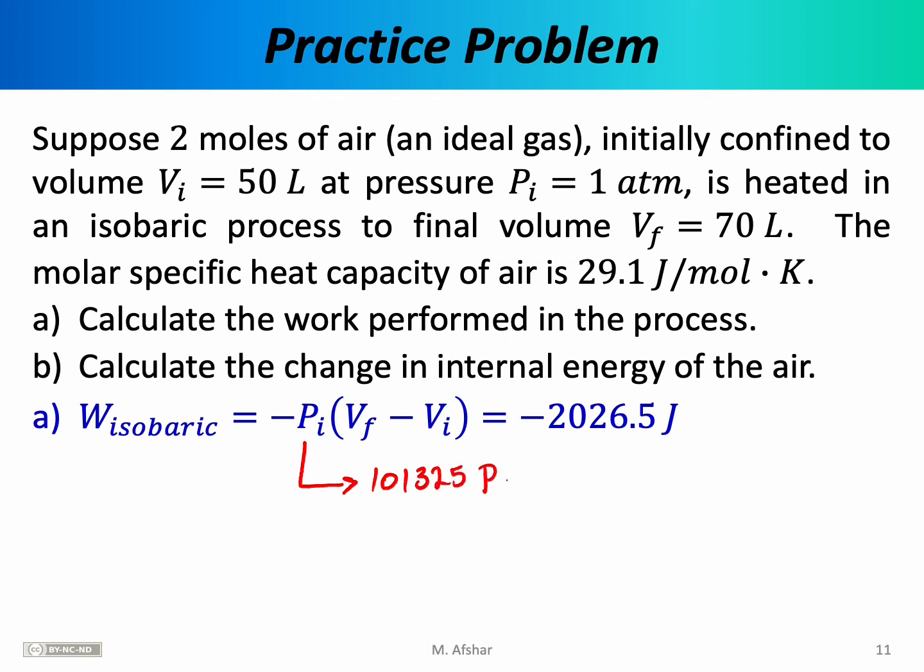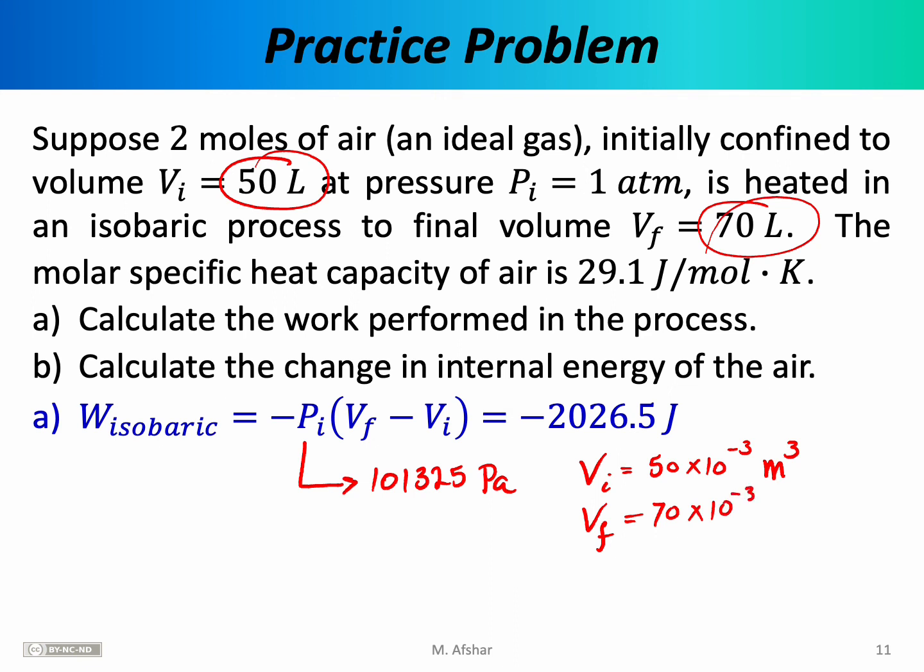101,325 pascals. The volumes are also given to us, but notice that the initial and final volumes are given to us in liters. We need to convert those as well. So we can say that V initial is 50 times 10 to the minus 3 cubic meters, because there are 1,000 liters to a cubic meter. And we can say that the final volume is 70 times 10 to the minus 3 cubic meters. Substituting those numbers into this equation, we find that the work that is performed in this isobaric process is approximately minus 2,000 joules.